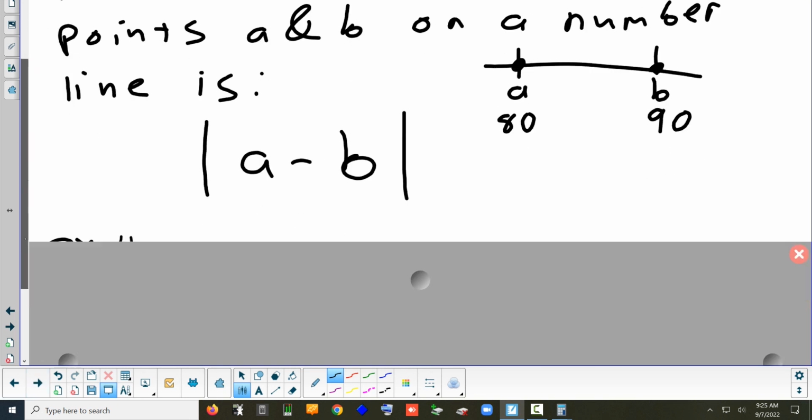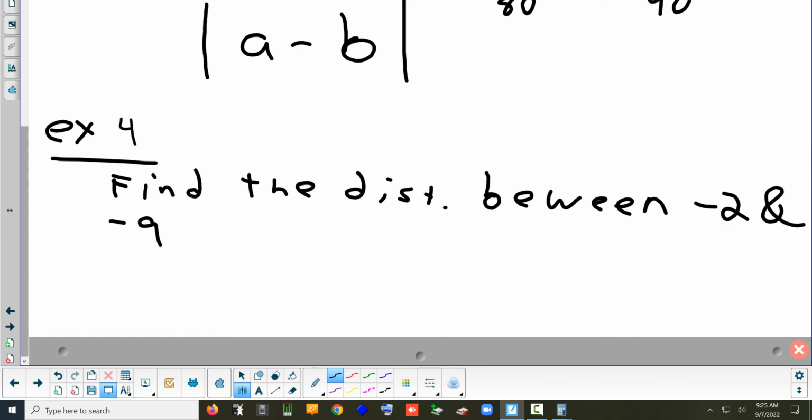All right, let's try this one. Find the distance between -2 and -9. So think of this as A. Think of that as B, and fill it into the formula. Negative 2 minus 9.